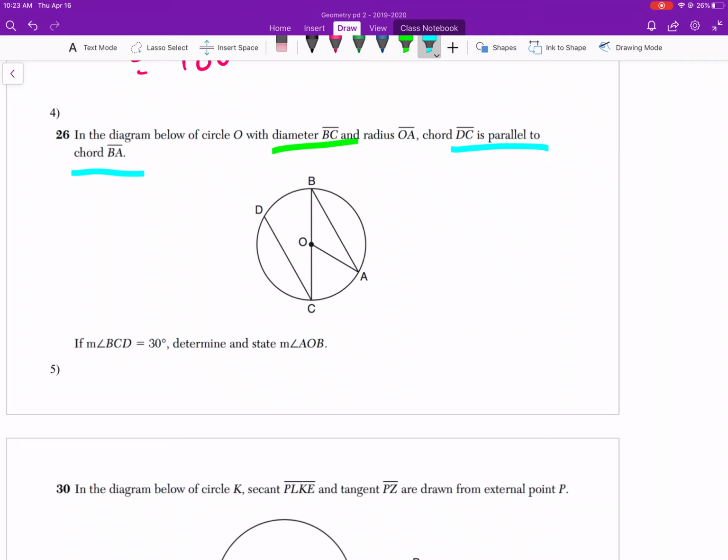Now we haven't seen this at all. We haven't talked about parallel in terms of chords or anything really with a circle, but let's mark it. It's important info. They told you it for a reason. DC and BA are parallel. So what's the day one parallel rule, guys? What do we think about when we see lines or segments that are parallel? Alternate interior angles. So they tell us that angle BCD is equal to 30 degrees. So BCD, follow that, 30 degrees. Determine and state the measure of angle AOB, which is here.